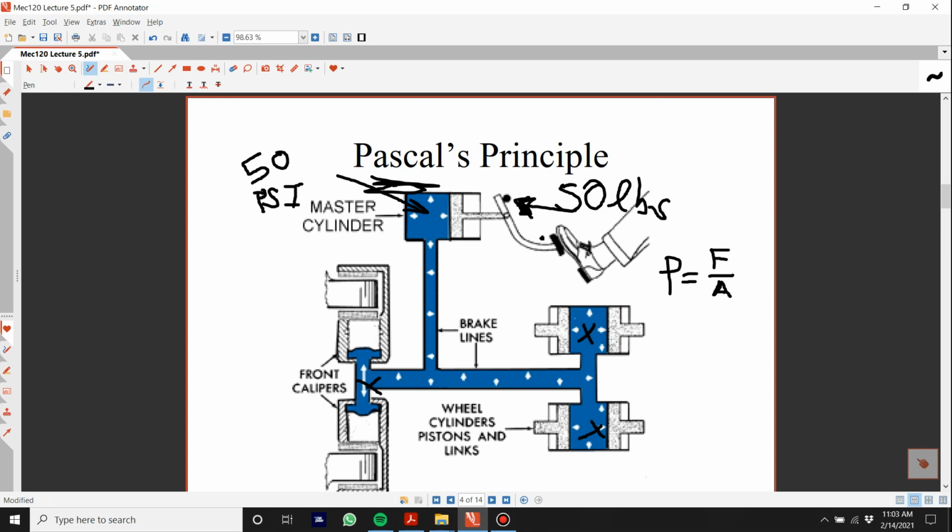So by applying 50 pounds of force to this master cylinder, these are going to the back brakes of your car, and these are going to the front brakes of your car. So when it's time to slow down, these brake pads, if the piston size is the same in each of the cylinders, well then you can apply 50 pounds of force to your brakes.